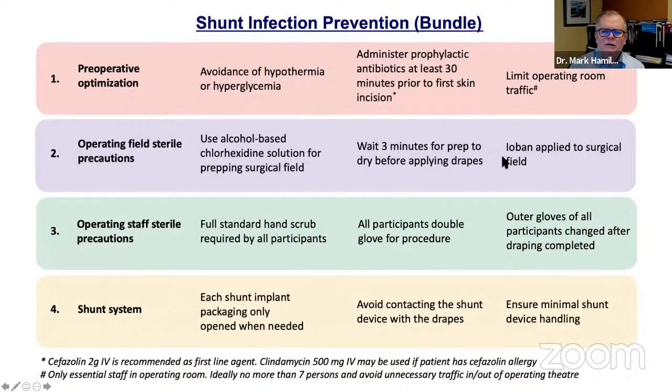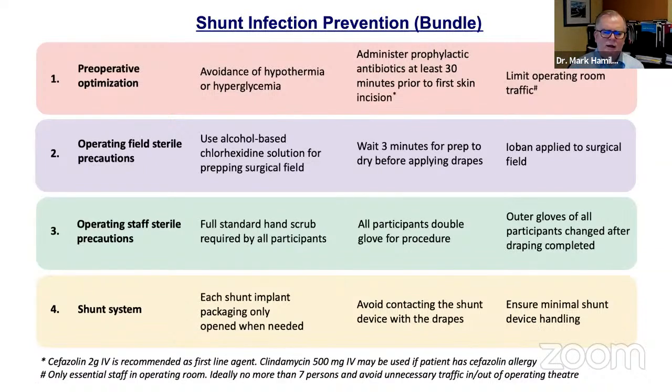We use Ioban to help secure the drapes, and it also keeps people's contact with the skin down to a minimum. We double glove everybody. Everybody has to go through a full hand scrub, and we change the outer layers of the gloves after we drape. I think that's the most likely time at which you're going to cause contamination of your gloves. We double glove because people get holes in gloves, and that reduces the risk of that. We only open the shunt when we're about to use it, and we minimize the contact with the drapes and minimize handling. So these aren't rocket science.